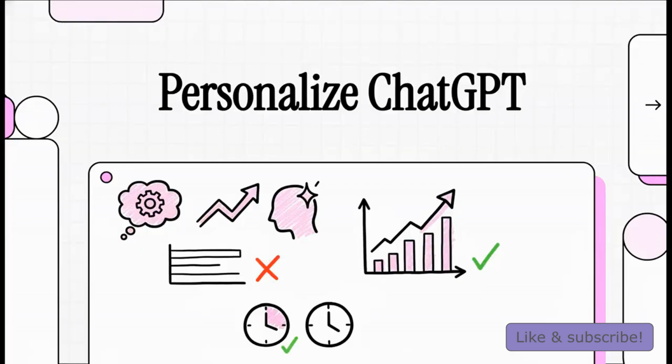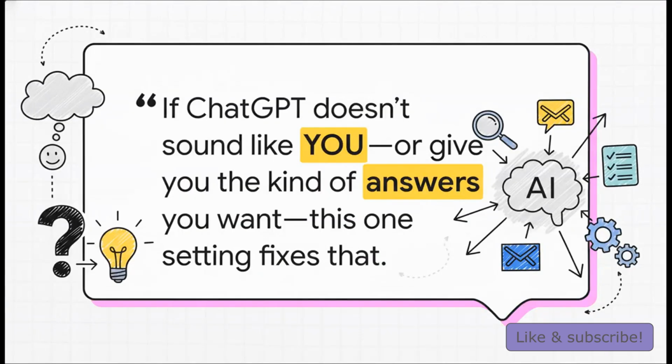Okay, let's dive right in. Have you ever felt like the answers you get from ChatGPT are a little, I don't know, generic? Kind of bland? Well, I'm going to show you one simple setting that will totally transform every response you get. And seriously, it takes less than 2 minutes to set up. This just hits the nail on the head, doesn't it? It's a super common frustration.